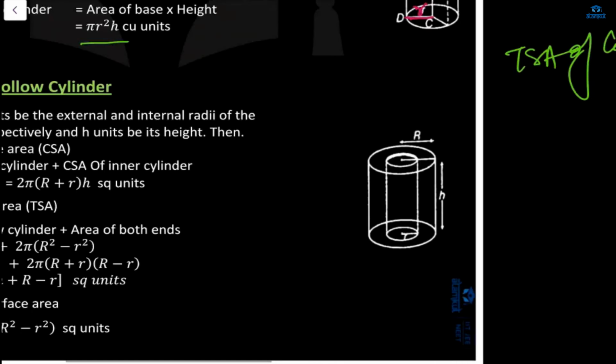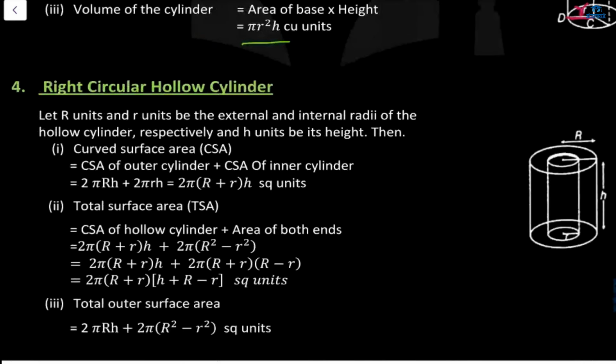Since it is a hollow cylinder, there are two cylinders inside one another. So here two radii will be there: one radius of the smaller, inside cylinder, and one radius of the thicker, outside cylinder. And the height will remain the same for both. Now let's see the curved surface area, the total surface area, the total outer surface area, so many things will be there, and volume. In volume, the inside will not be counted.